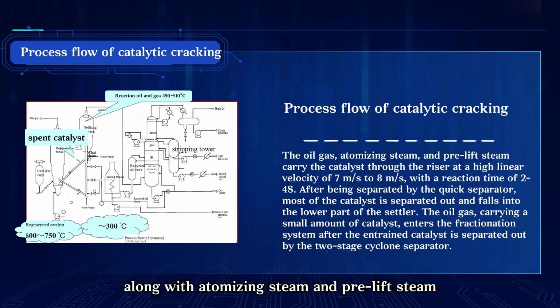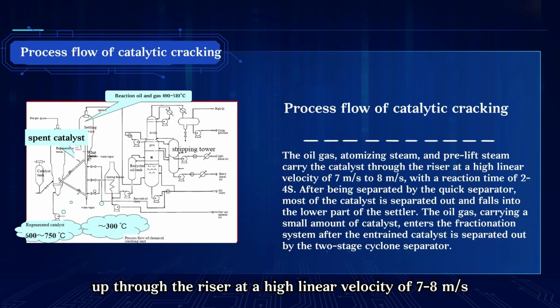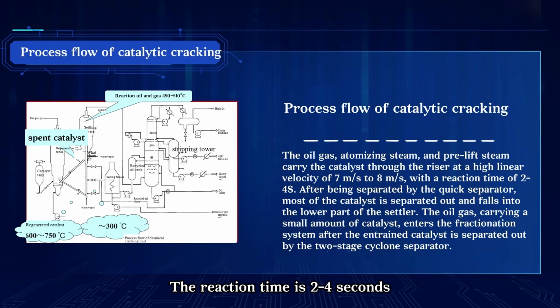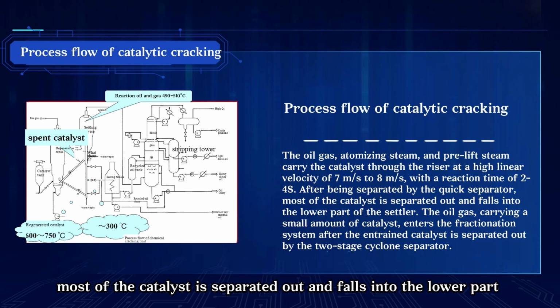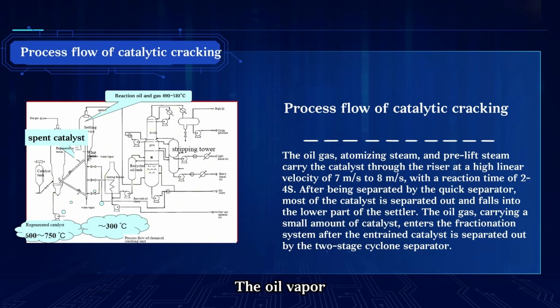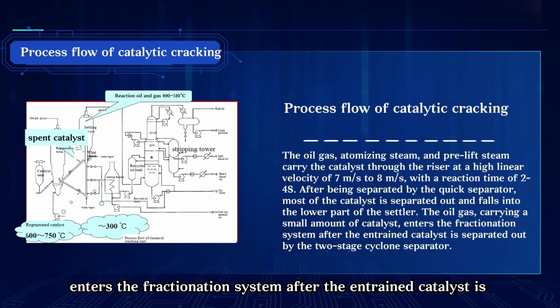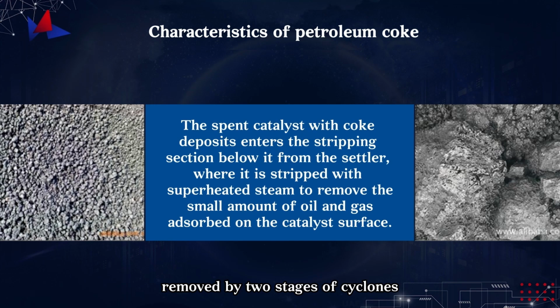The oil vapor, along with atomizing steam and pre-lift steam, carries the catalyst up through the riser at a high linear velocity of 7 to 8 m/s. The reaction time is 2 to 4 seconds. After separation by the quick separator, most of the catalyst is separated out and falls into the lower part of the disengager. The oil vapor carrying a small amount of catalyst enters the fractionation system after the entrained catalyst is removed by 2 stages of cyclones.